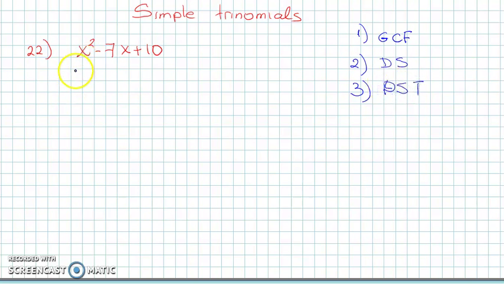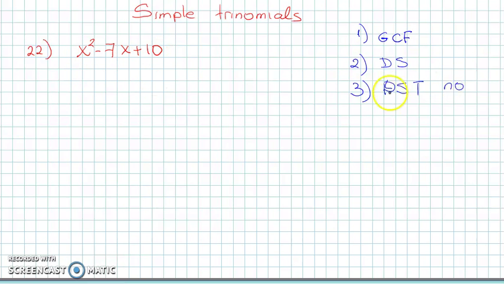Remember that I'm checking: is the first term the square of something? It is, of x. And it's always the same thing for the first term. It's always the square of your variable. But what about 10? Do you know a number that, squared, gives you 10? No, there is no such number. You have 9, you have 16, but nothing is 10.